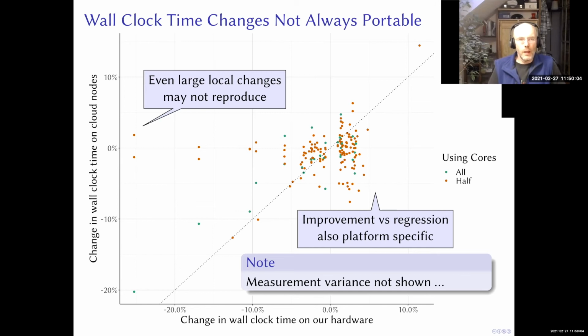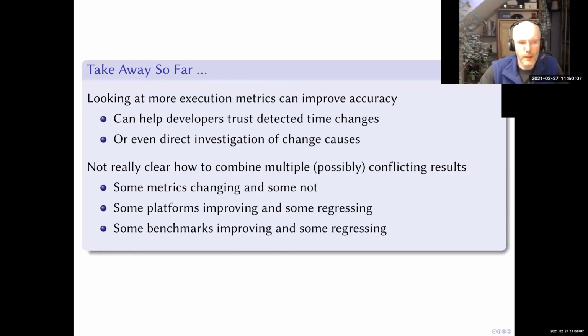So to summarize here, in our experience, looking at more execution metrics can improve accuracy. However, we have to be careful. Sometimes it can help in the investigation when we, for example, see that the amount of cache misses changed. That gives us some more data to work with. And again, this gets me back to the issue of aggregating results. It's not really clear how to combine possibly conflicting results, such as when we see some metric changing and the other not, or some benchmark improving and the other regressing. So that's still an open issue where the user feedback, again, I believe is very important.